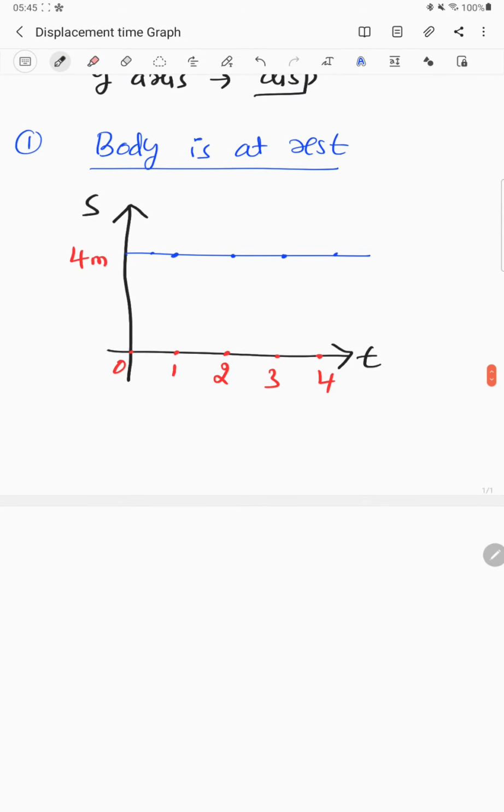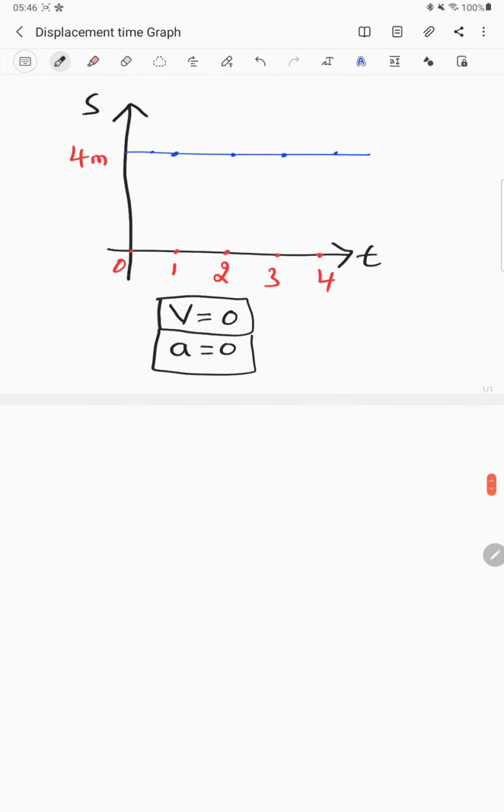Now, body is at rest means what is the velocity? Velocity is also equal to 0, of course. If velocity is 0, then acceleration is also 0. The body is not at all moving, so velocity will of course be 0, then acceleration is also 0. That is the analysis of a body at rest.